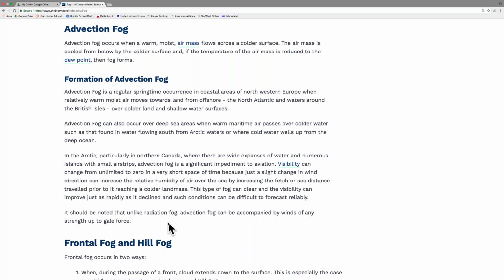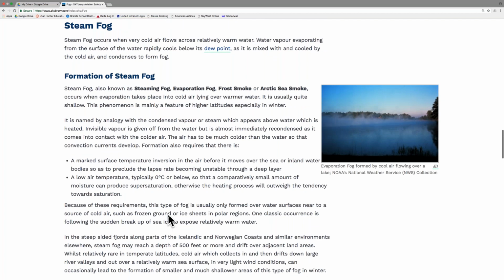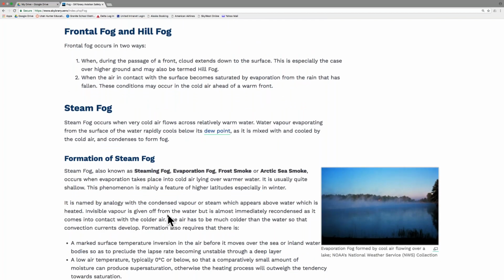Does anybody have any questions on those so far? Did you say that radiation fog is formed from cold wind or warm wind? I forgot.